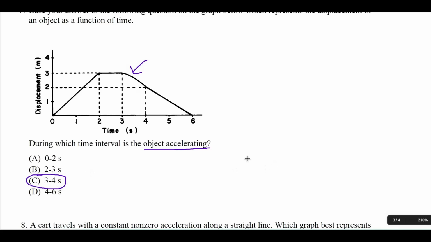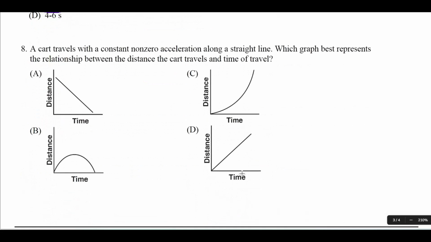One thing you want to keep an eye out for is the relationship between what a displacement graph should look like when there is an acceleration. So you need to be able to recognize that. And again, just as you saw before, the more it curves, the more it accelerates, that type of connection.